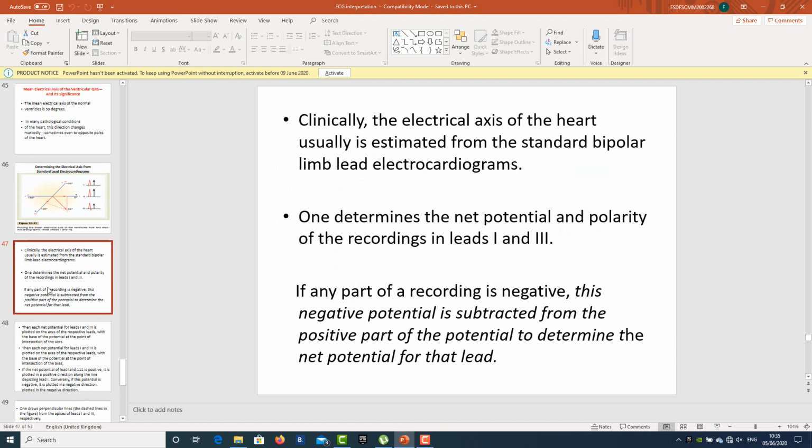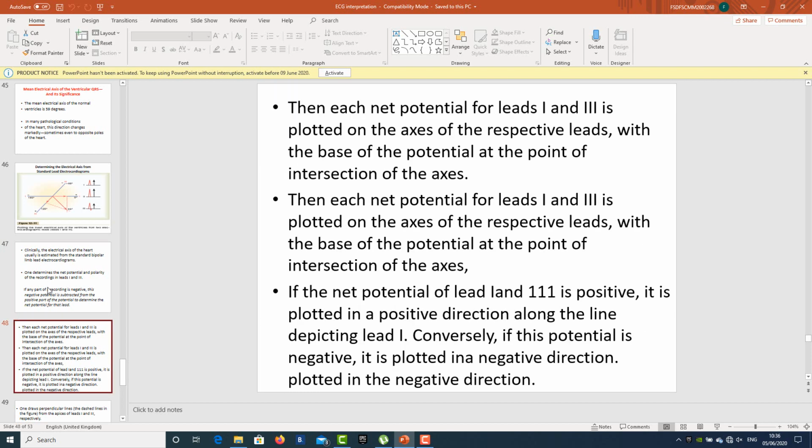Clinically, the electrical axis of the heart usually is estimated from the standard bipolar limb lead electrocardiograms. One determines the net potential and polarity of the recordings in leads 1 and 3. If any part of a recording is negative, this negative potential is subtracted from the positive part of the potential to determine the net potential for that lead. Then each net potential for lead 1 and 3 is plotted on the axis of the respective leads with the base of potential at the point of intersection of the axis.